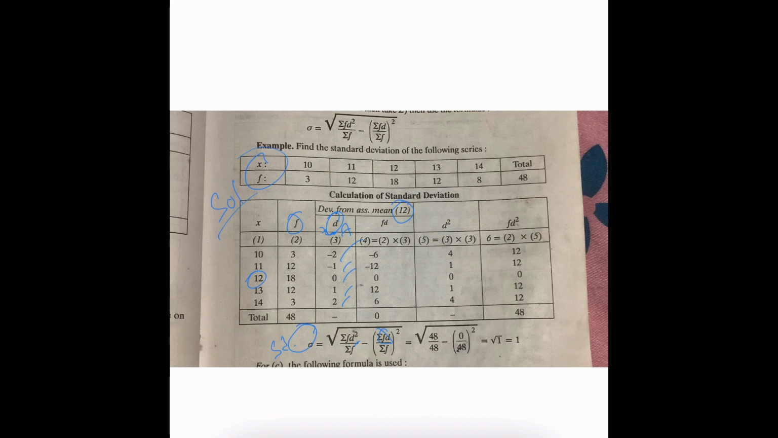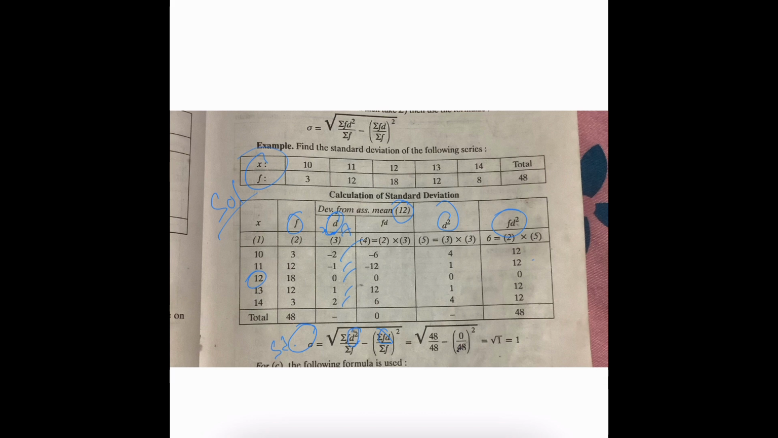Then again you require fd square, so you require d square. Whatever you have in d, you just square that. So first d is minus 2 into minus 2, 4. 1 into 1, 1. 0 into 0, 0. 1 into 1, 1. 2 into 2, 4. Now what you require is fd square: f and d square, multiply it. 3 into 4, 12. 12 into 1, 12. Like this you have to multiply.